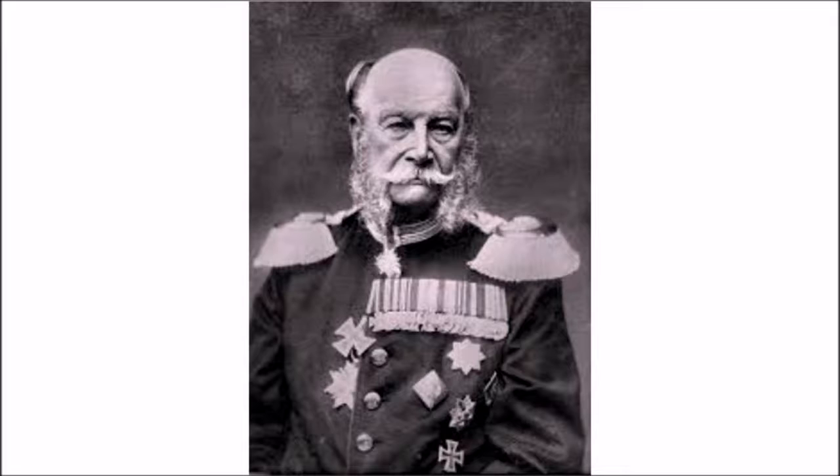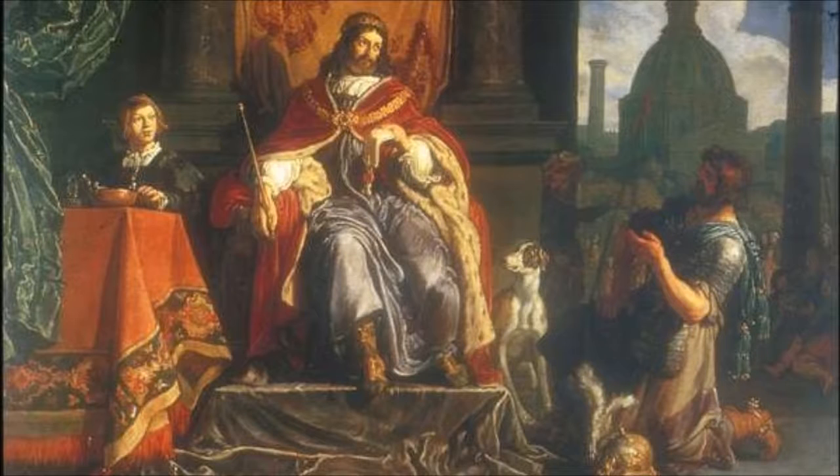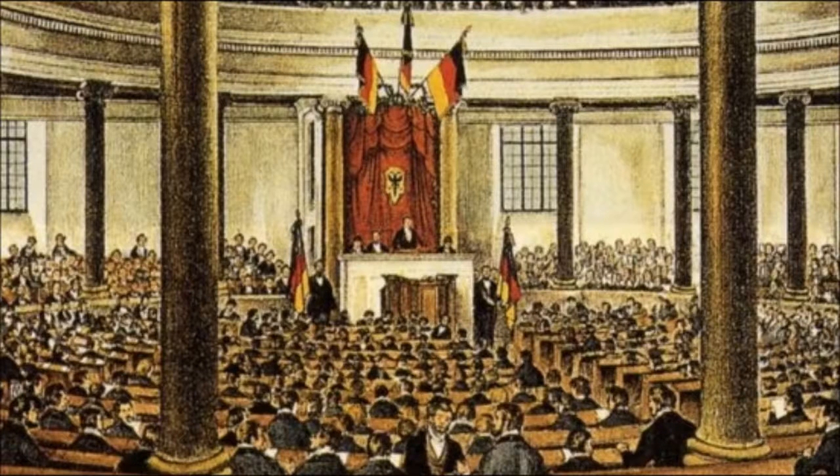The assembly requested Frederick William IV of Prussia to be the emperor, but he refused since he believed in the theory of divine rights of the kings, so he would not accept the authority from the common masses. Thus, the assembly failed and had to be dissolved.